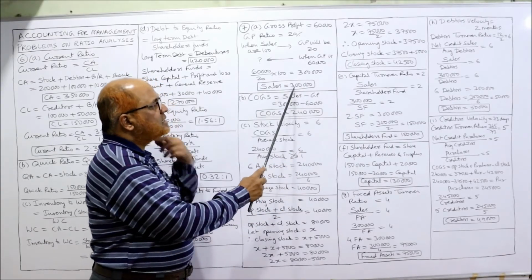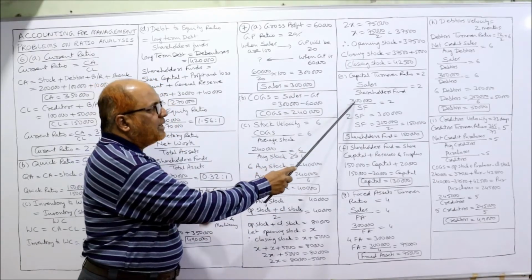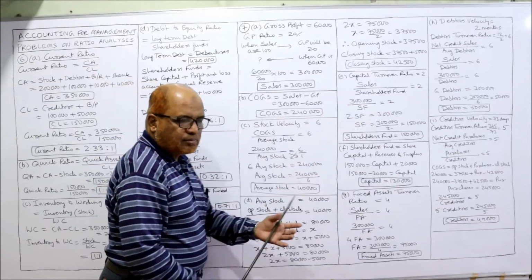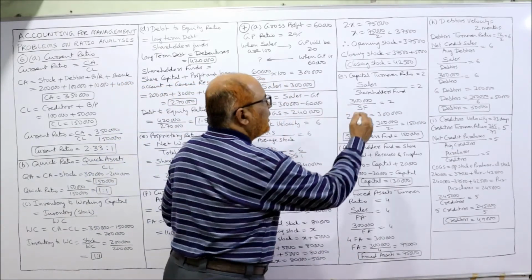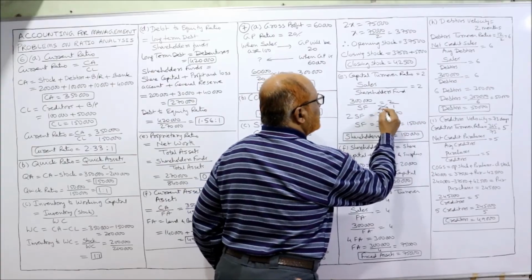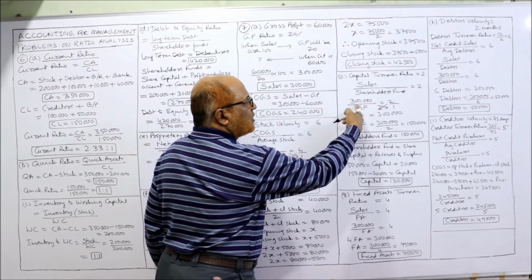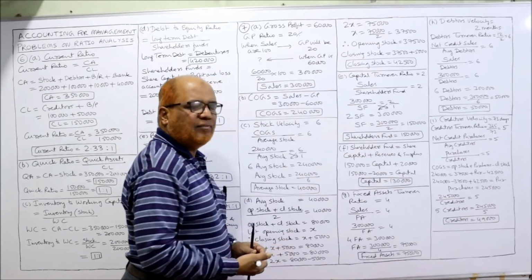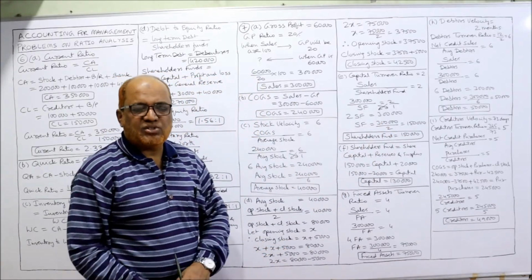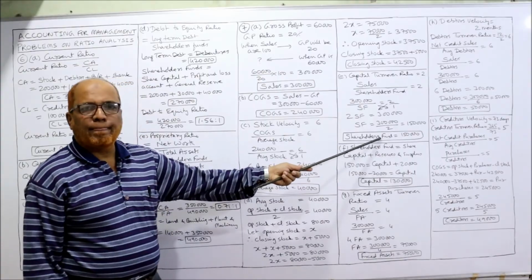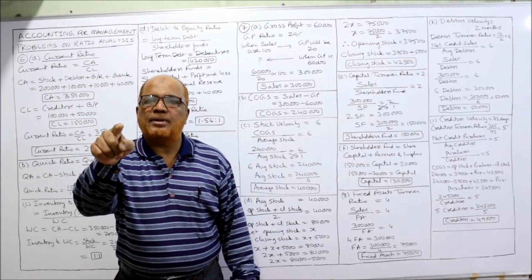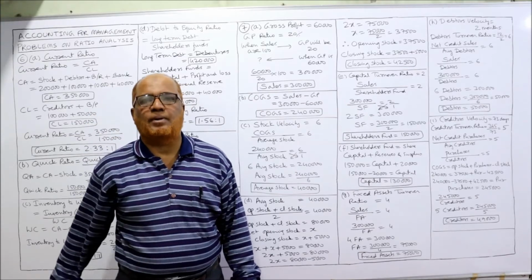Sales. How much are the sales? 3 lakh. Already we have calculated in the beginning. Divided by shareholders fund is equal to 2. Now cross multiply. Here you make cross multiplication. 2 shareholders fund is equal to 3 lakh. So shareholders fund is equal to 3 lakh divided by 2, 1,50,000. Shareholders fund is 1,50,000. Now shareholders fund consists of share capital plus reserves and surplus.